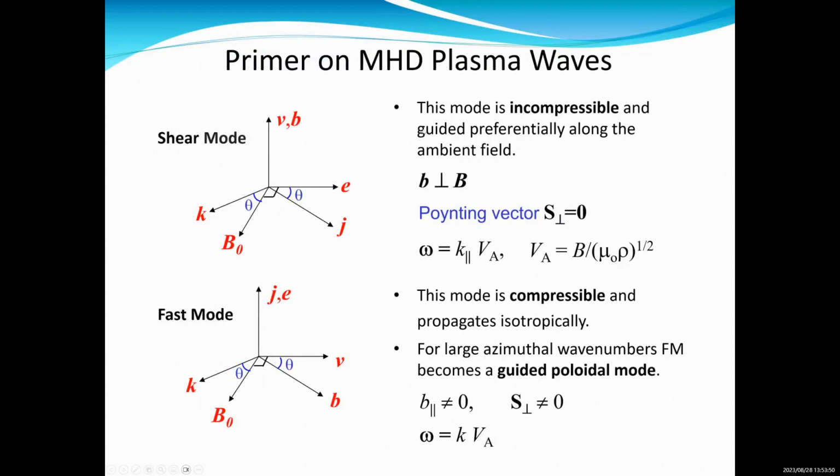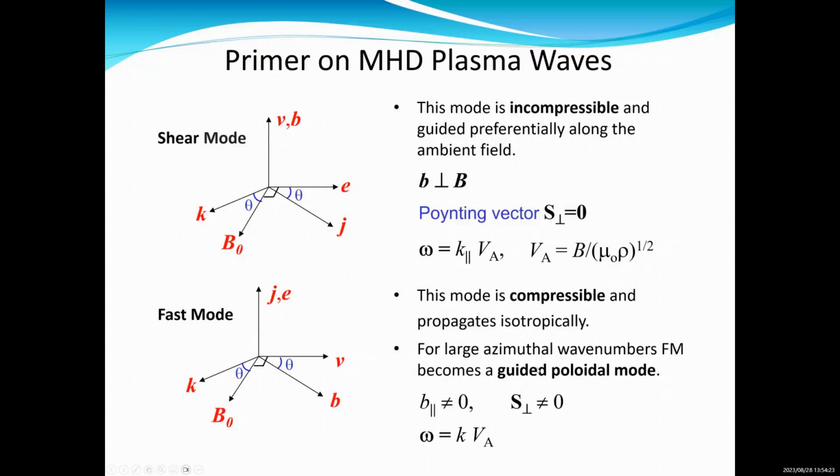If you excite the wave locally, it's guided preferentially along the magnetic field, and the Poynting vector across the field, the net Poynting vector, is 0. So there's a parallel Poynting flux. In the fast mode, the compressional mode, of course it's compressible. Rather than propagating mostly along the field, it propagates isotropically along and across the field.